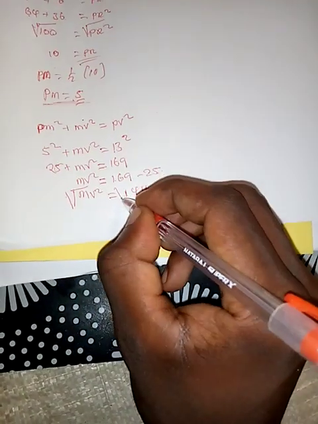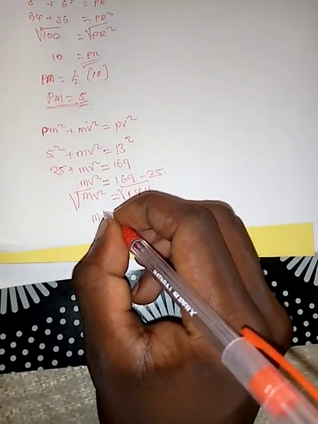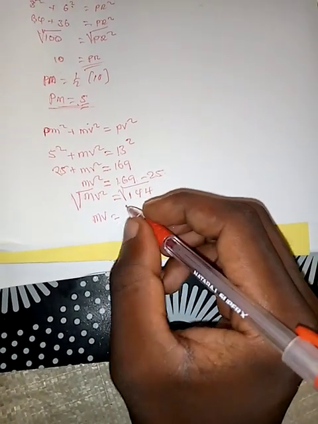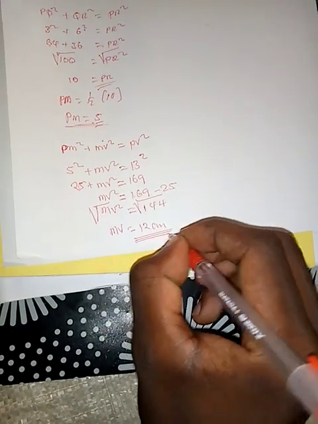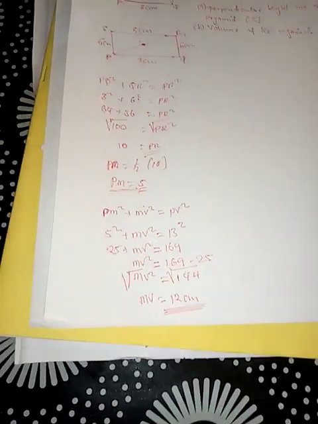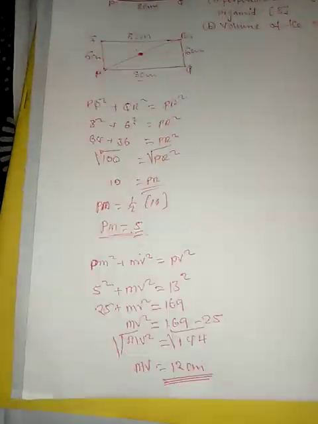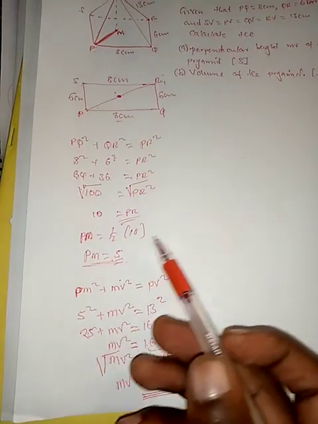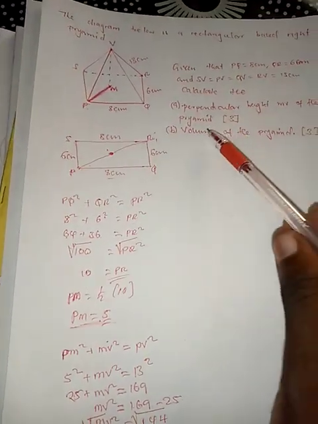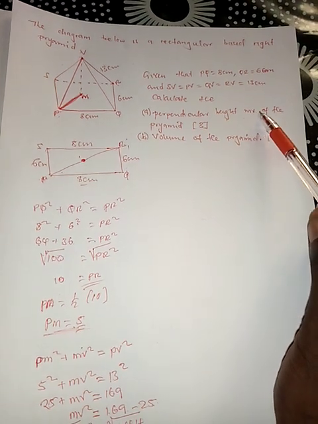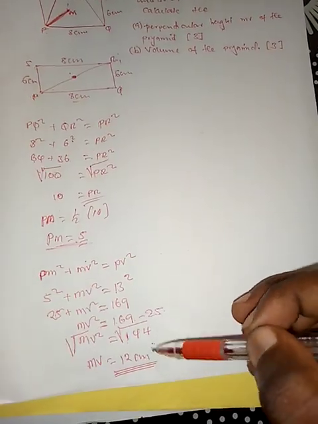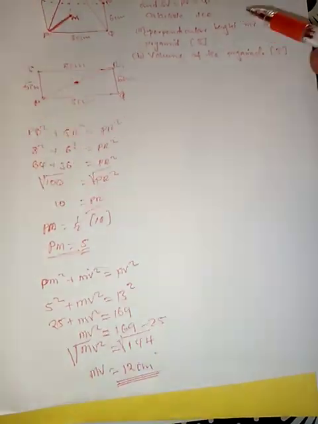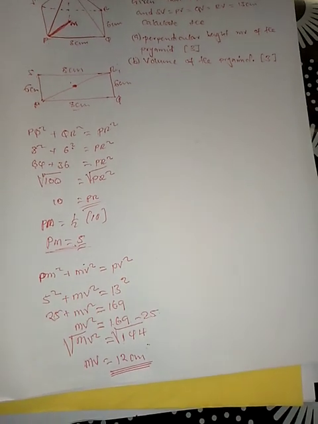Now introduce the square root here. So our MV equals the square root of 144, it is 12. So the perpendicular height here is 12 centimeters. So that is how you go about it. So we have found the perpendicular height MV of this pyramid. You've scored 3 marks here. They'll give you 2 marks for this answer, and 1 for that one there. So you have scored 3 marks.